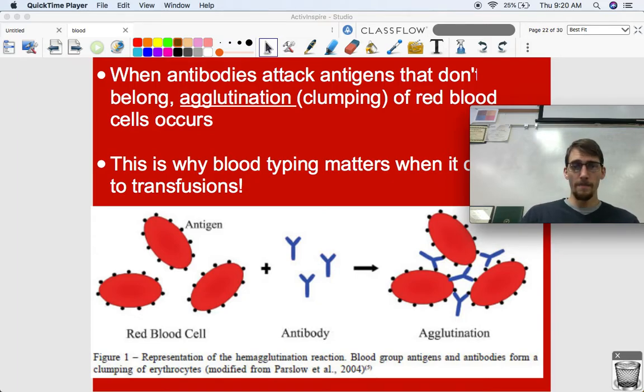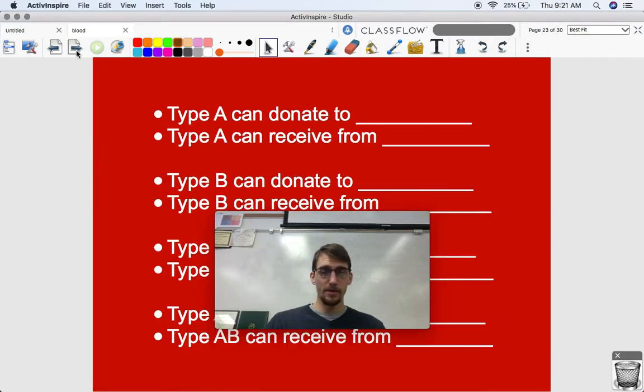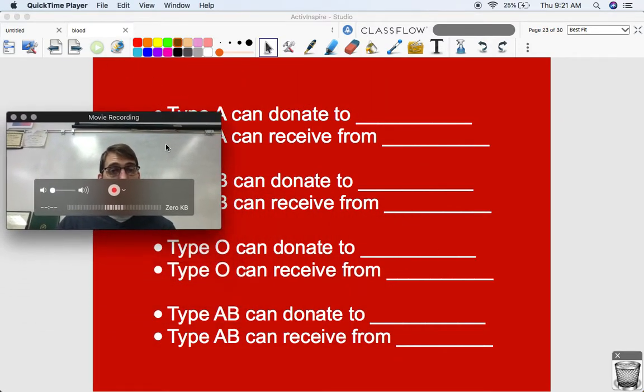So like I said, if I receive A, those A antigens are going to be recognized by my anti-A antibodies. They're going to stick together, and I'm going to be in some serious trouble. And this is why blood typing matters when it comes to transfusions. This is why the Red Cross really, really cares about this.